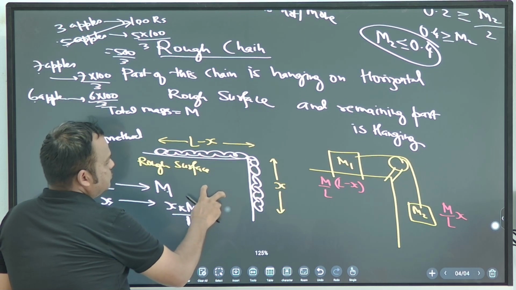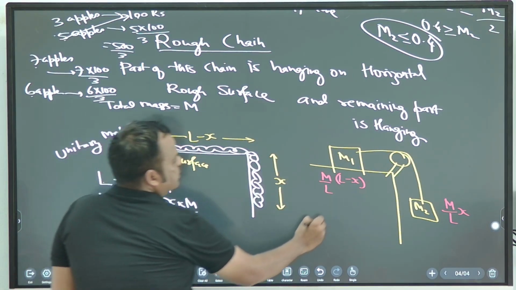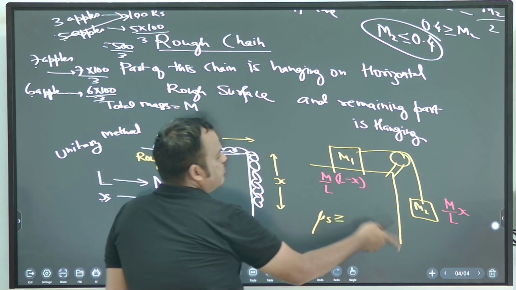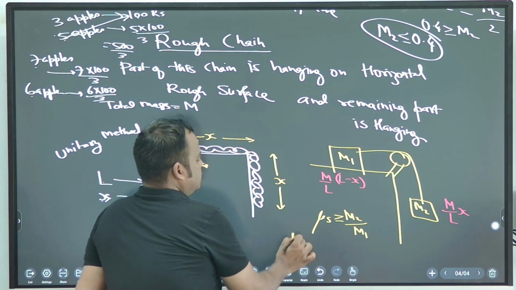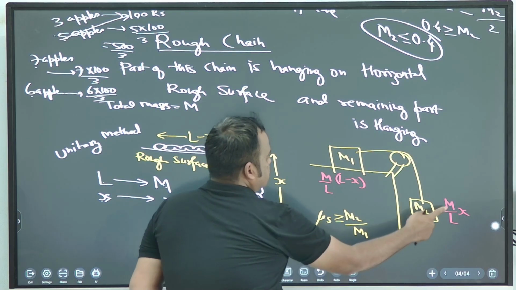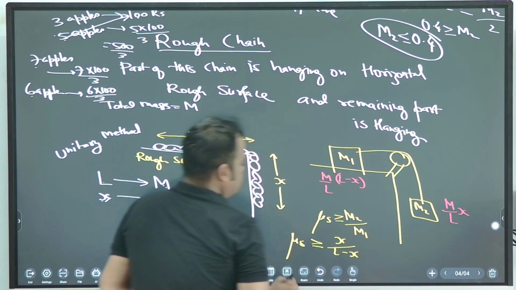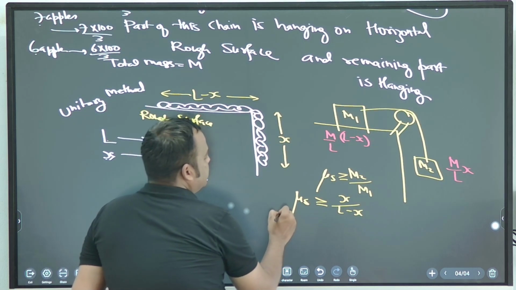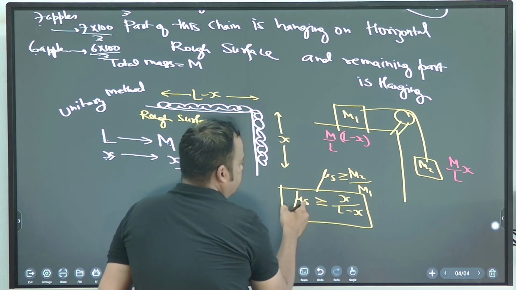So what is the formula for mu S? Tell me, mu S must be greater than or equal to M2 by M1. So this by this. What is this by this? X by L minus X. Okay, so this is the formula, note down. Mu S must be greater than or equal to X by L minus X.